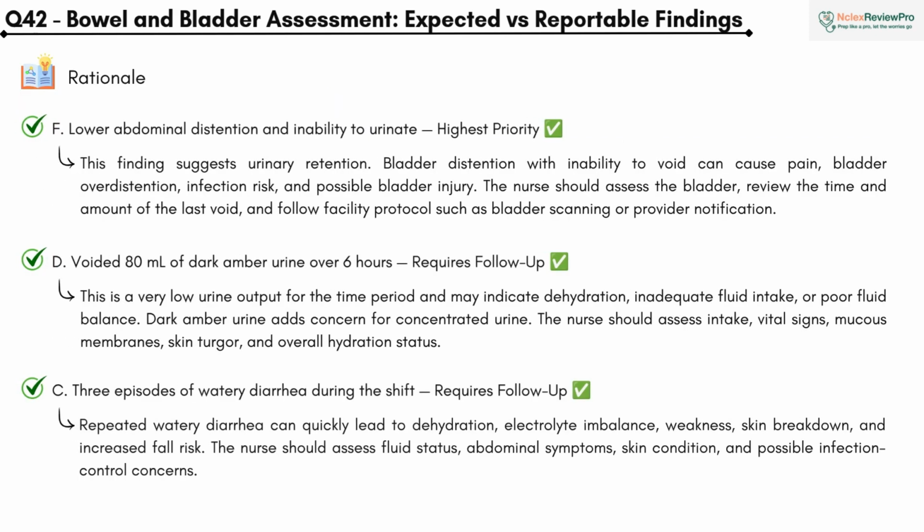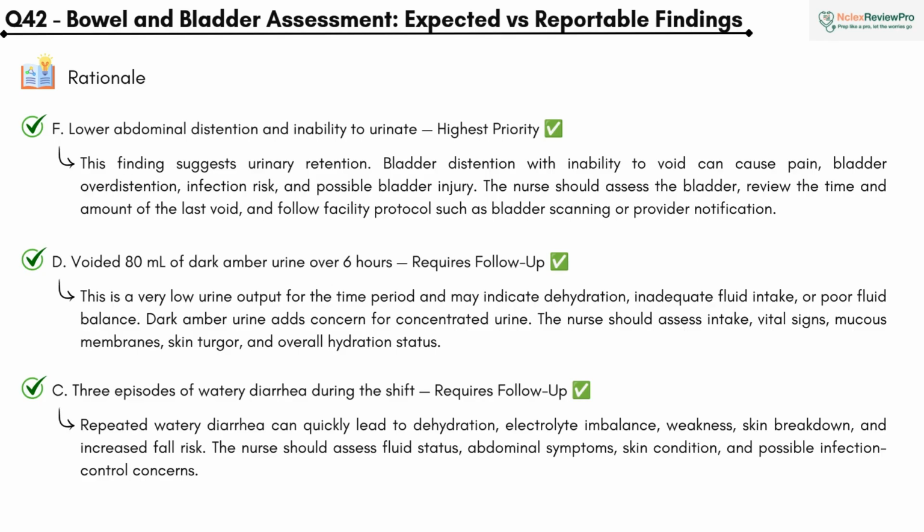All right, let's look at the rationale. Option F is the highest priority. Lower abdominal distension with the feeling of needing to urinate but being unable to void suggests urinary retention. This requires prompt follow-up because bladder distension can cause pain, bladder overdistension, infection risk, and possible bladder injury. The nurse should assess the bladder, review the time and amount of the last void, and follow facility protocol such as bladder scanning or provider notification.